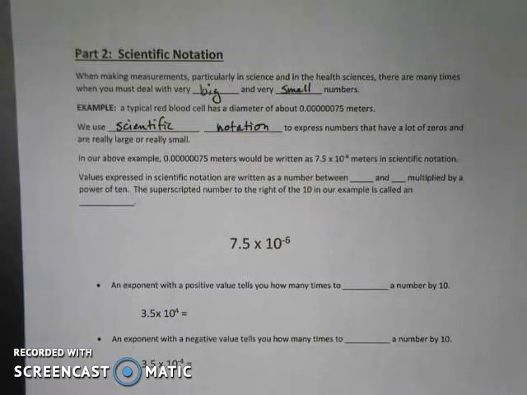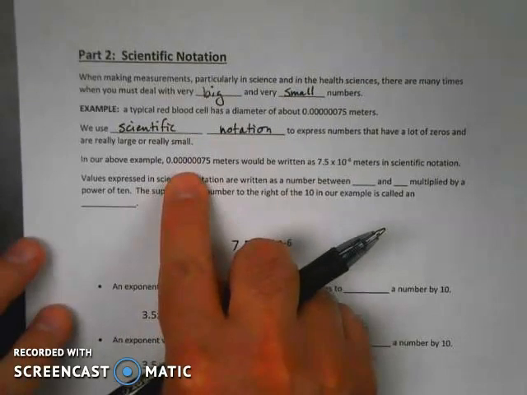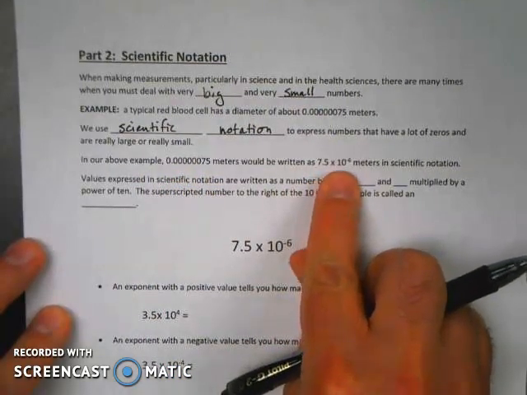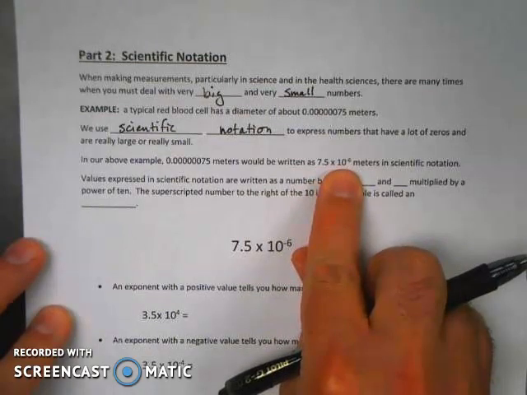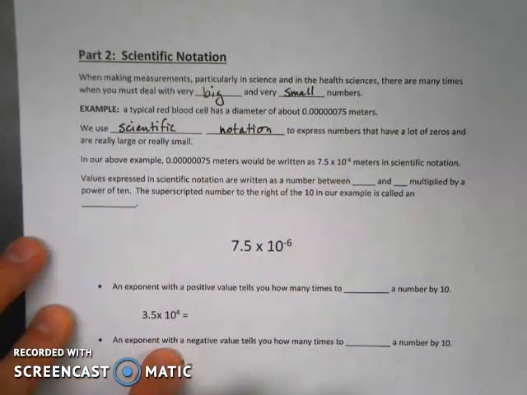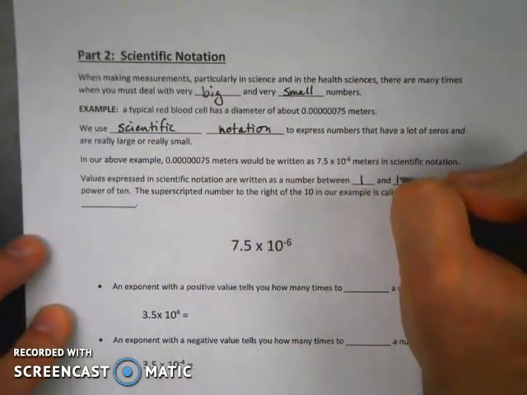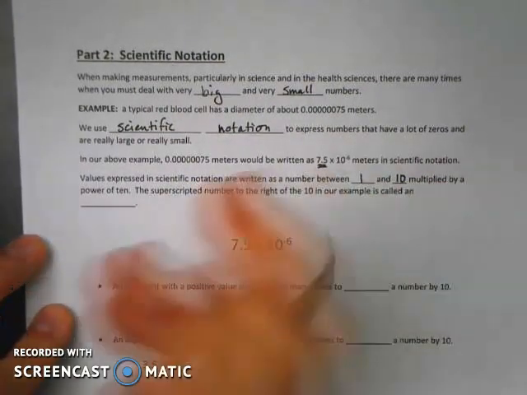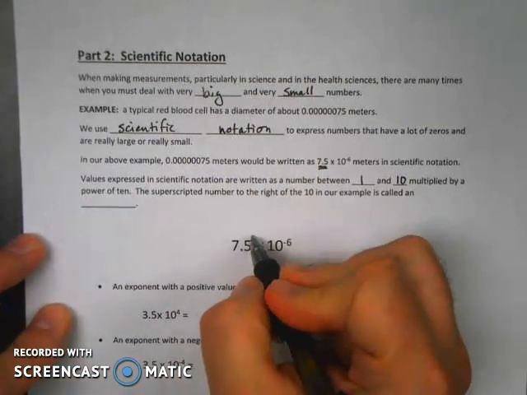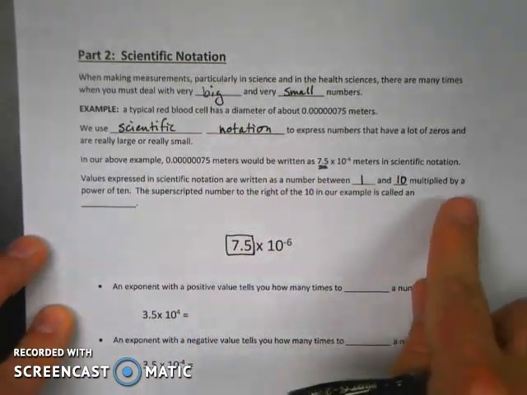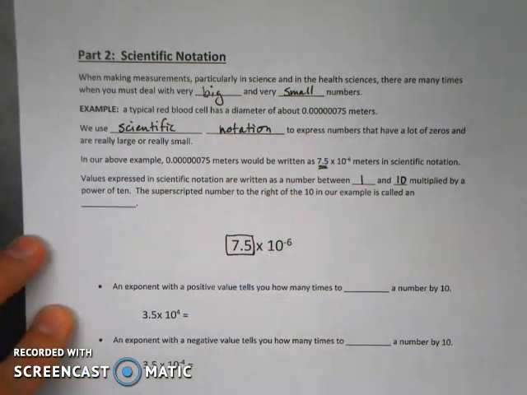In our above example of the red blood cell diameter, this would be written as 7.5 times 10 to the minus 6. Values expressed in scientific notation are written as a number between 1 and 10. So 7.5 is that number between 1 and 10, as we can see down here, multiplied by a power of 10.